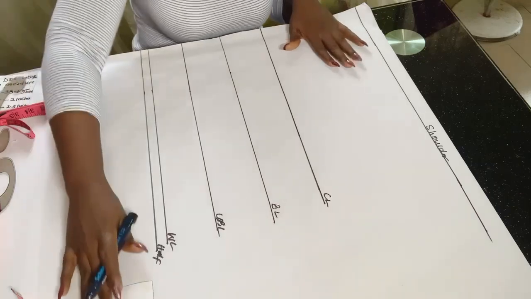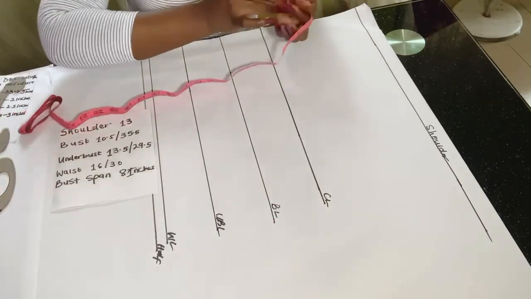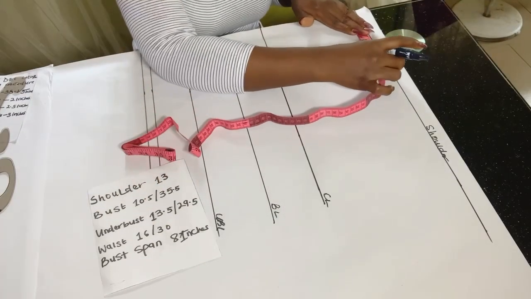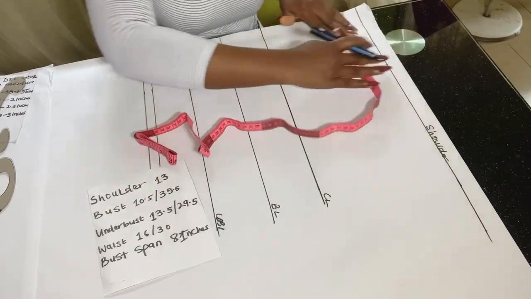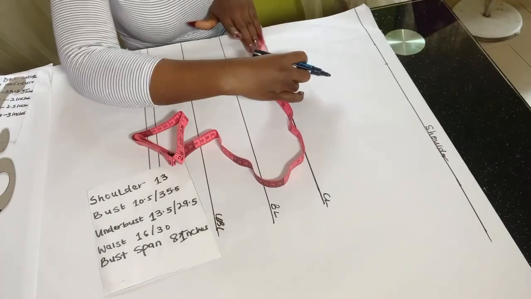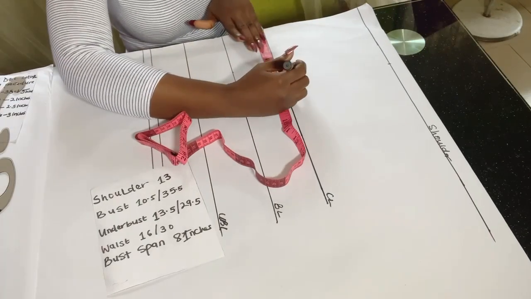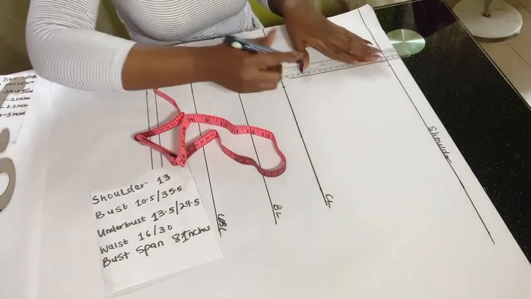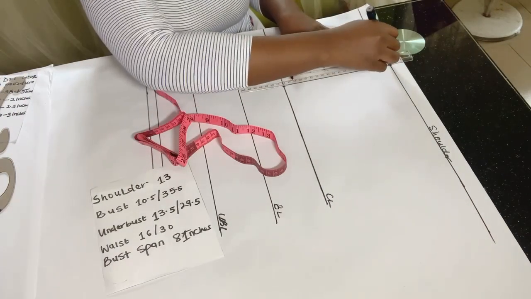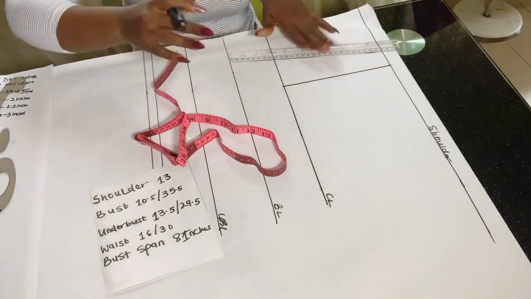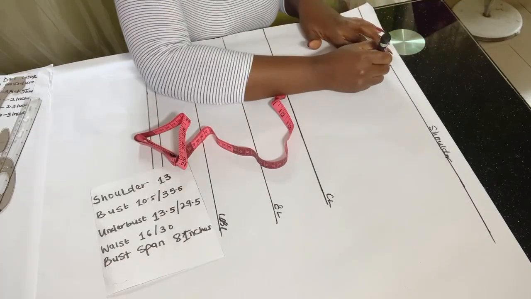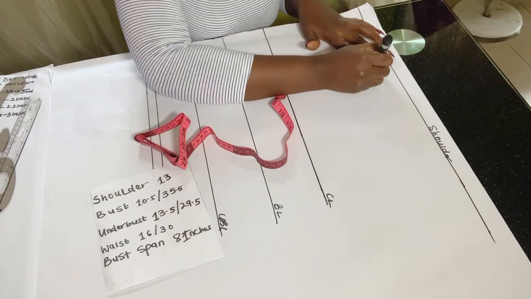So now the next thing we're going to be taking is our shoulder measurement. So my shoulder, you divide your shoulder by 2. Okay, so once I do that, I'm going to be having 6.5. So I'll repeat the same thing on my chest line. Then I'll use a ruler to bring that down. So on this part, I'm going to be coming down by 1 inch for the shoulder slope. Okay, so this is my 1 inch for my shoulder slope.